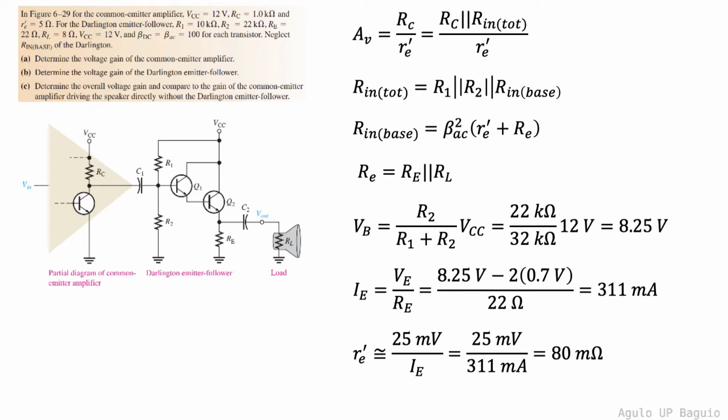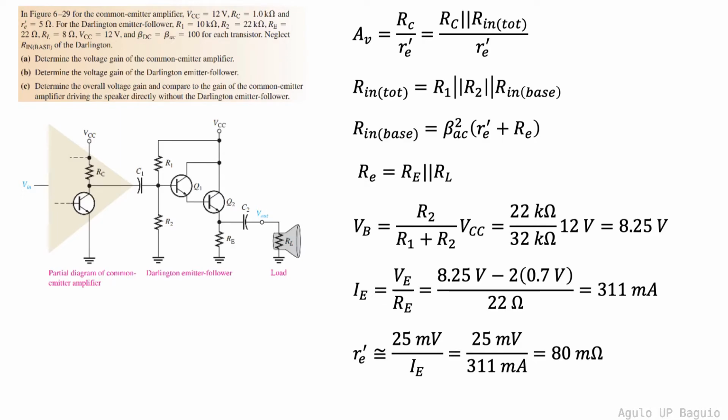The base voltage is computed from the given equation and is obtained to be 8.25 volts. The emitter current is then obtained by subtracting from the base voltage 2 times 0.7 volts and then dividing it by the emitter resistance. Again, we use only the emitter resistance and do not care about the load resistance since the coupling capacitor blocks the effect of the load resistance to the DC action of the emitter follower.